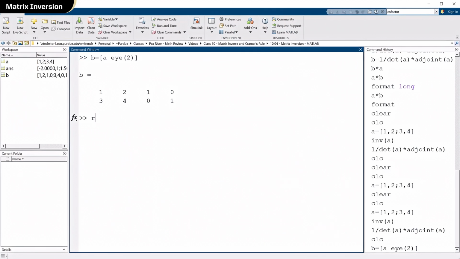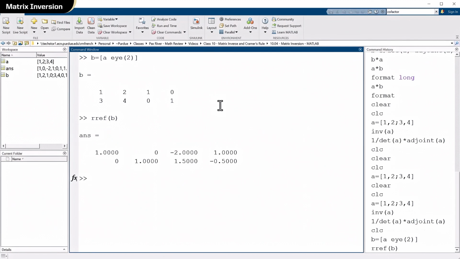So if I say RREF of B, where RREF is reduced row echelon form, and hit return, what I get is again 2 rows and 4 columns, a 2 by 4 matrix, where now the left-hand side is the identity matrix, and the right-hand side is the inverse of A.